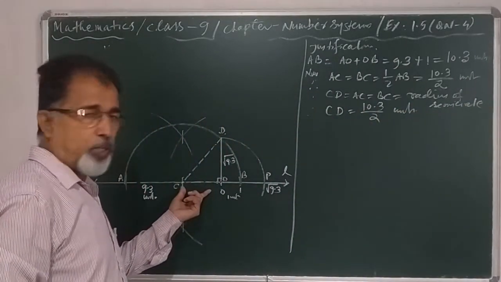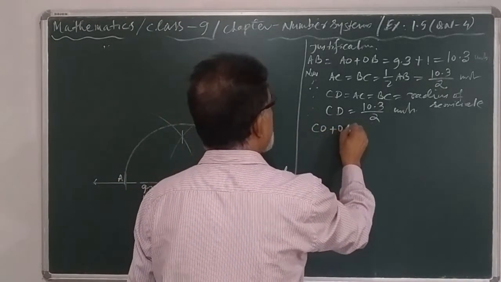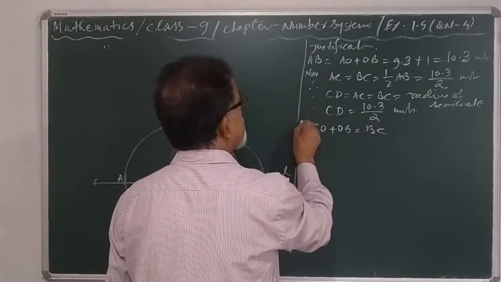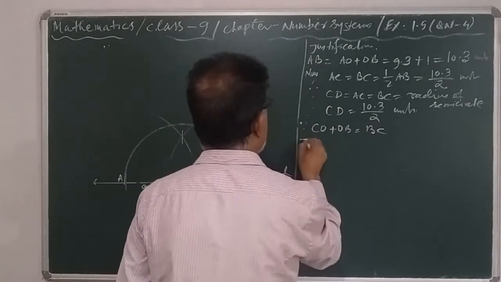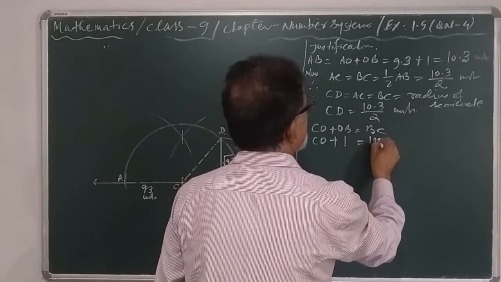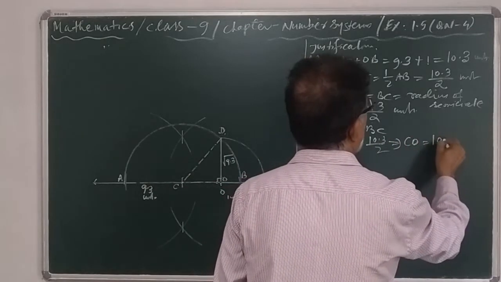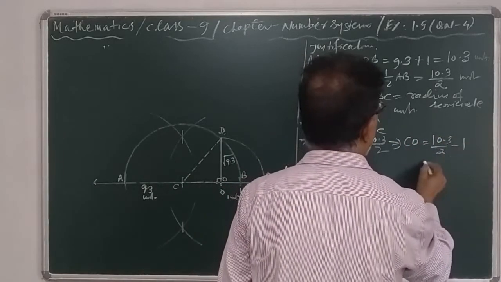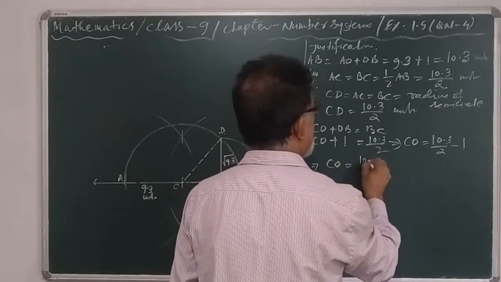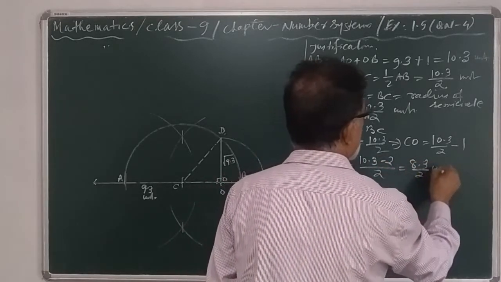Let us find the length of CO. CO plus OB equal to BC. Since CO plus OB equal to BC, this implies CO plus 1 equal to 10.3 by 2. This implies CO equal to 10.3 by 2 minus 1. This implies CO equal to (10.3 minus 2) by 2 equal to 8.3 by 2 units.